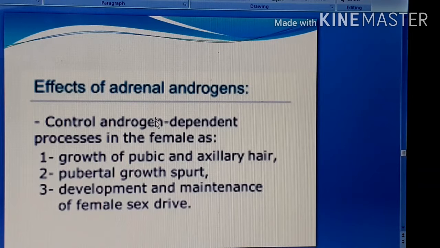So there are certain functions that are performed by the androgens in female, like growth of the pubic and axillary hairs, pubertal growth spurt, and development and maintenance of the female sex drive. So it is the androgen that gives an ignition to the start of the female secondary sexual characteristics.